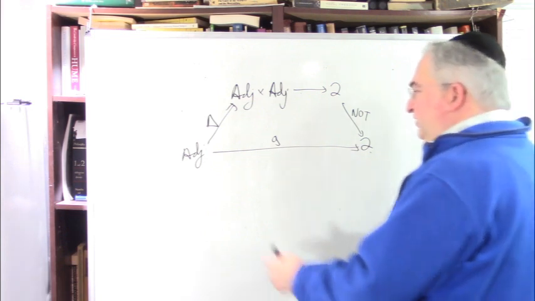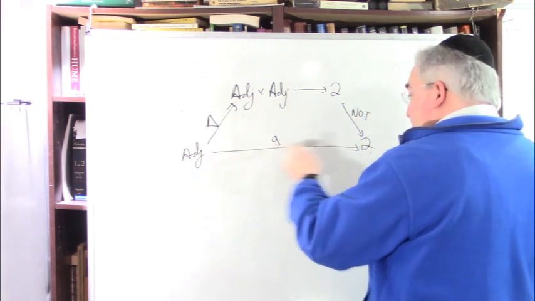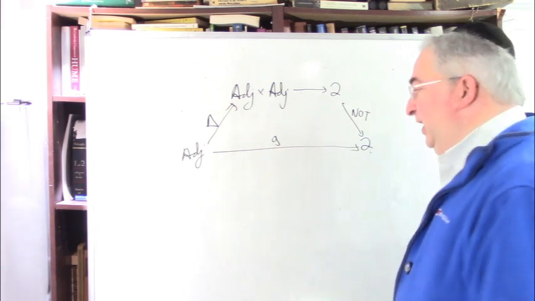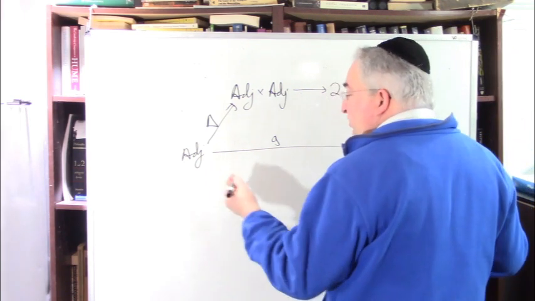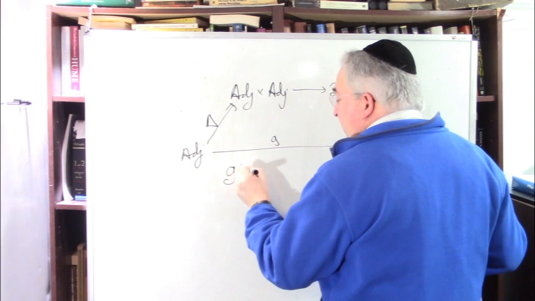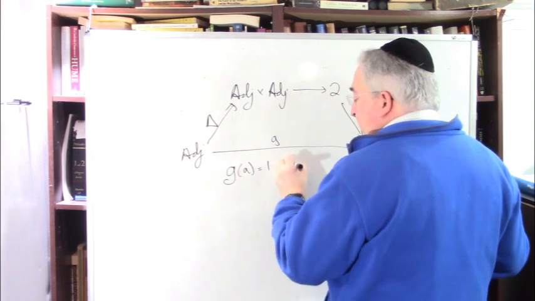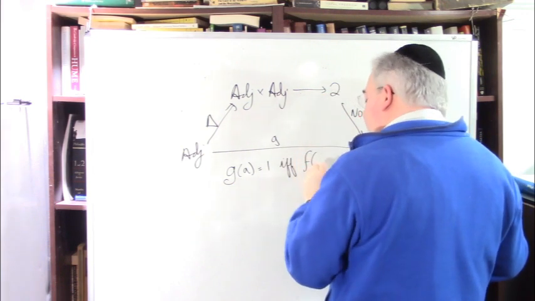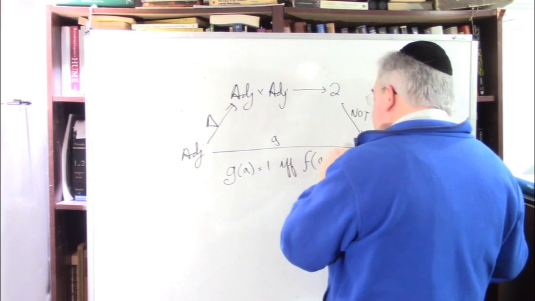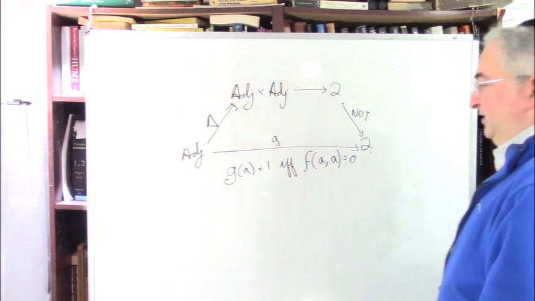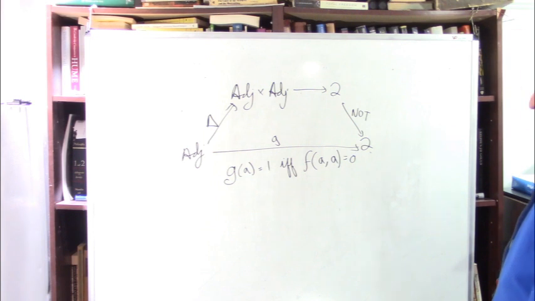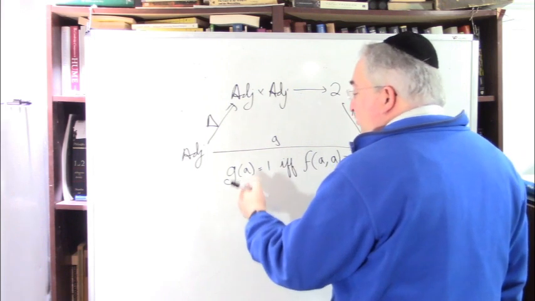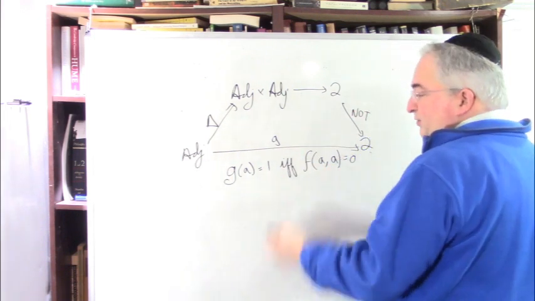Okay, and now we ask ourselves, G is a map that goes from adjectives to 2. I'm sorry, G is a characteristic map. So what does G describe? Well, G of A is equal to 1 if and only if f of A, comma, A is equal to 0. That's the definition of what G is. So G is the characteristic function of all adjectives that do not describe themselves.